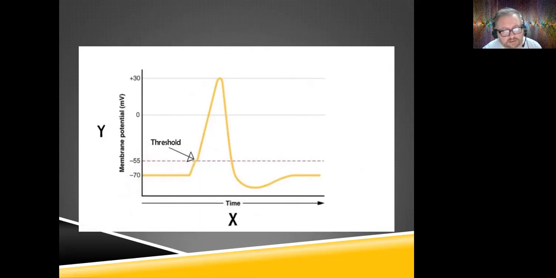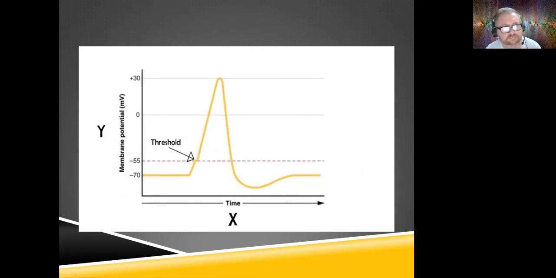So he's using a slightly different number there. I had previously said negative 40. He said generally around negative 55. What's important to note is that the actual threshold for a neuron is not always the same number. So in this example, he's going to use negative 55. So don't get caught up in that little detail.